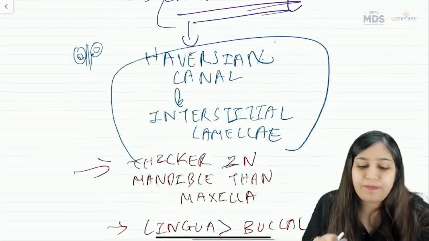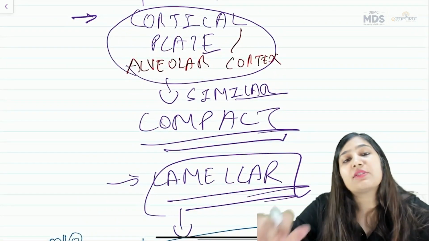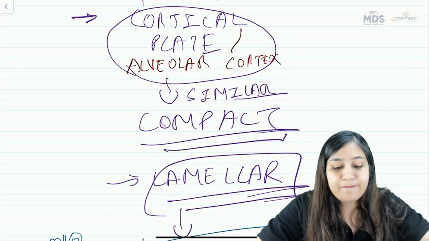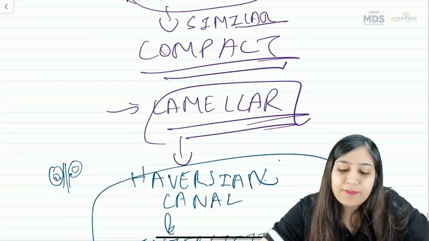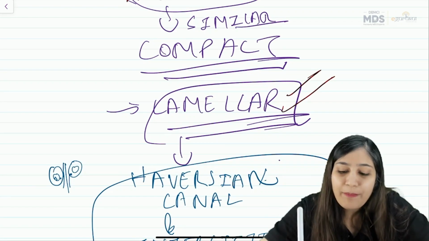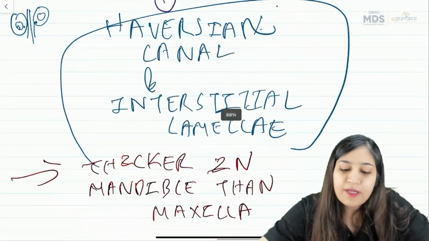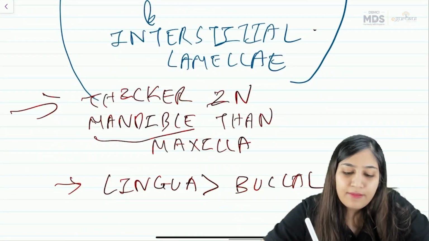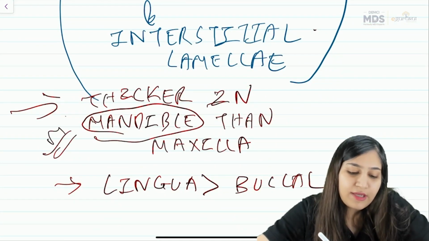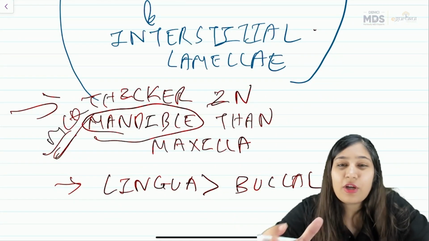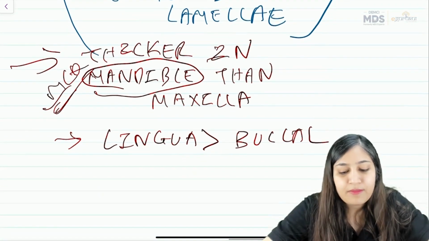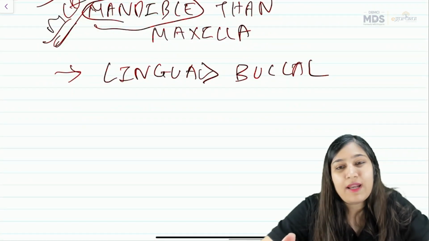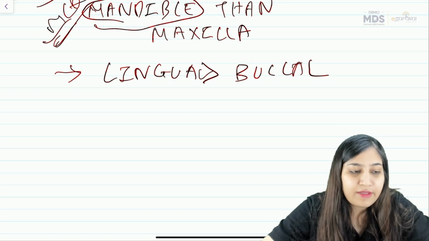So this cortical plate is also known as what? Alveolar cortex. It is mainly lamellar, similar to compact bone structure. It has Haversian canal as well as interstitial lamellae, and is thicker in mandible. MCQ question: cortical bone is thicker in mandible or maxilla? Mandible. More in lingual as compared to buccal aspect.